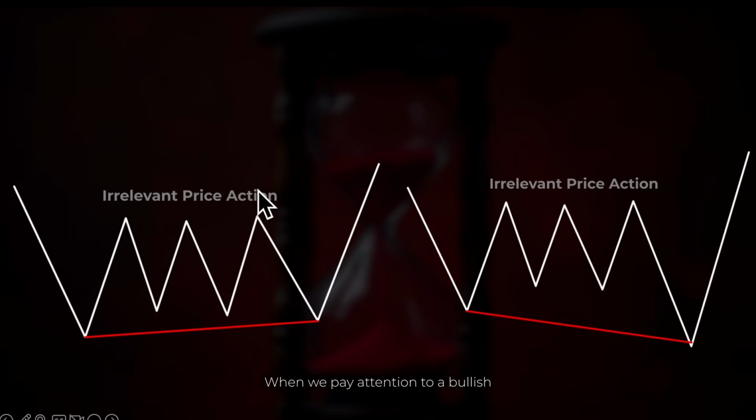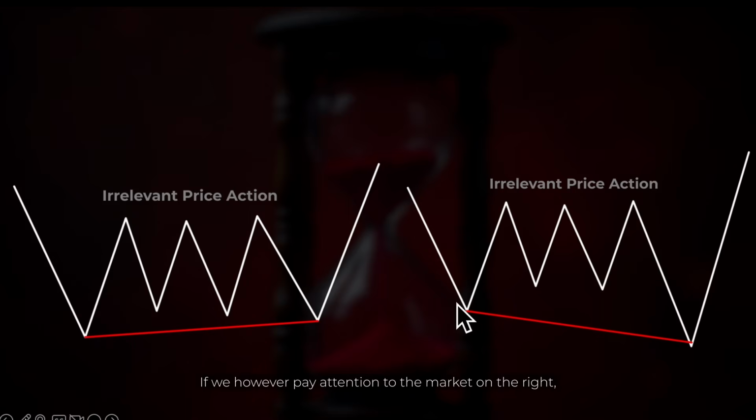When we pay attention to a bullish example then, the bullish example looks like the following, where I can see that market 1 creates a low right here. Then we see irrelevant price action. Again, it doesn't matter what happens between here. All that matters is that we form this low. Then a new time cycle opens up and we see the market eventually create a higher low relative to this previous cycle low.